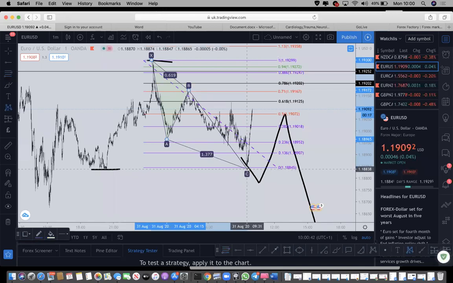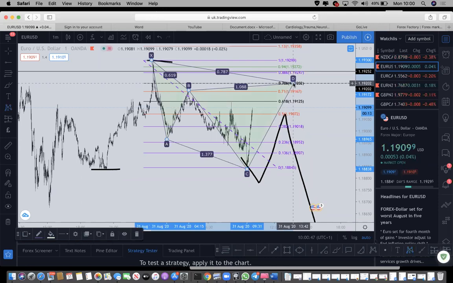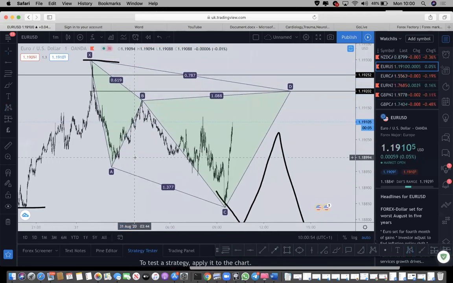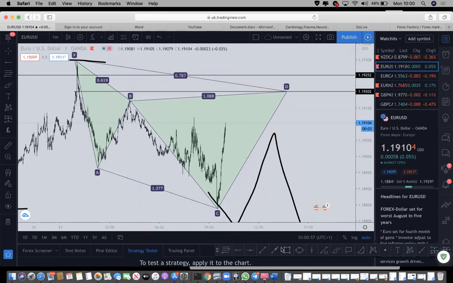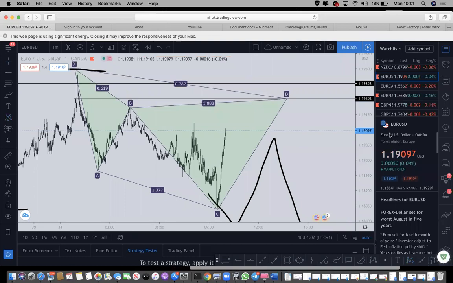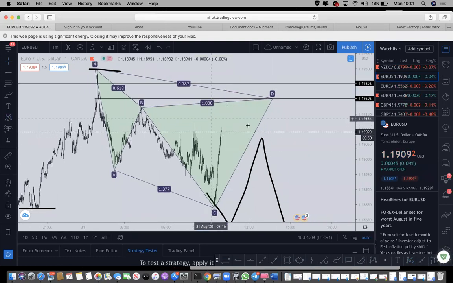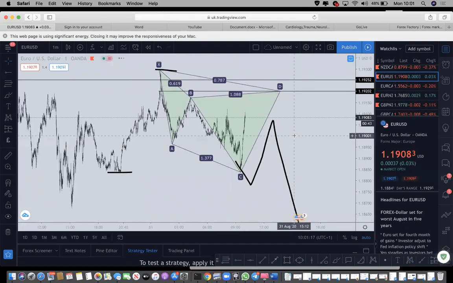So a cipher, oh my God, lining up on my point of interest. Boom. 78.6. Can you see that, guys? I marked out my point of interest. I wasn't looking at the cipher. I just measured it, and it's lining up right there at the D. So potentially we could have the Euro USD re-entry of a sell around this area, 1.19202. Then we can sell it down.